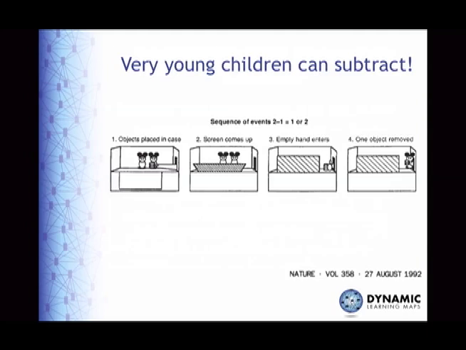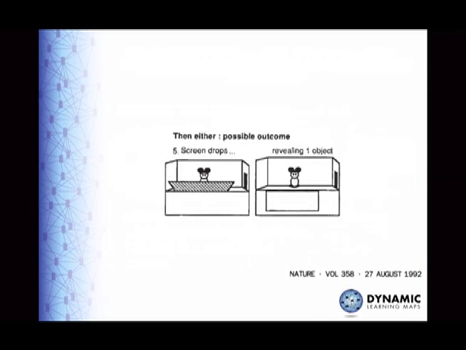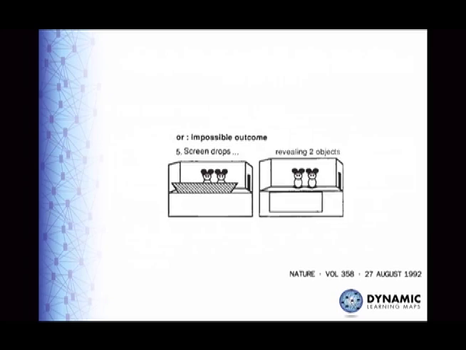The same thing is true for subtraction. This was observed when there were two objects in a case and a screen came up and a hand came in and removed an object. If the screen dropped and there was one object left in the case, the children were not surprised. However, if the impossible happened and two objects were still in the case, the children were surprised.